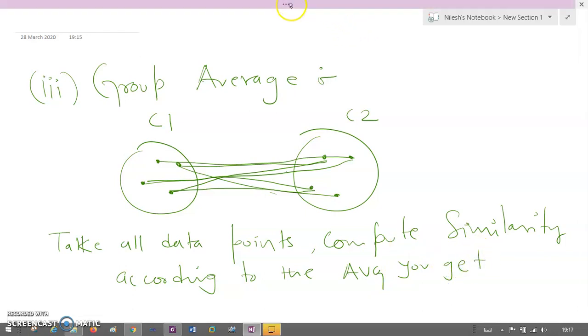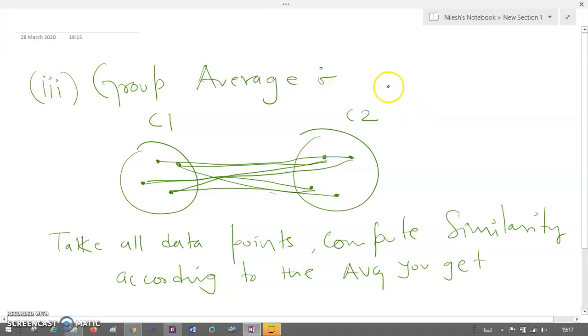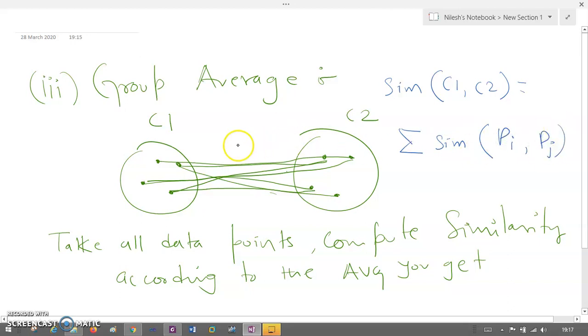Mathematically you can write sim(C1, C2) equals sigma. You're taking all the pairs, so sigma of similarity of P of I and P of J, all the pairs. All these points are Pi, and all these points here are Pj. It is going to be divided because I want the average, so I'm taking the size of C1 multiplied with the size of C2, all the data points of C1 multiplied with all the data points of C2. I hope you understand it.